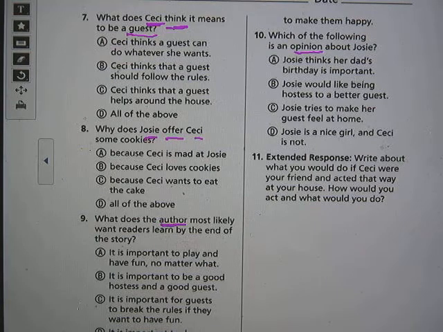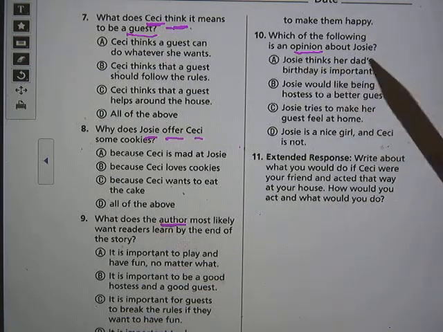So for example, I think that my pug, the breed of dog known as a pug, is the best dog in the whole wide world, all right? That is my opinion. That is based on my experiences. You can't prove it. You might think that a lab is the best breed of dog. So it is an opinion. It's what you think. It's what you feel. And there's no right or wrong. It's your thoughts. So which of the following is an opinion about Josie?